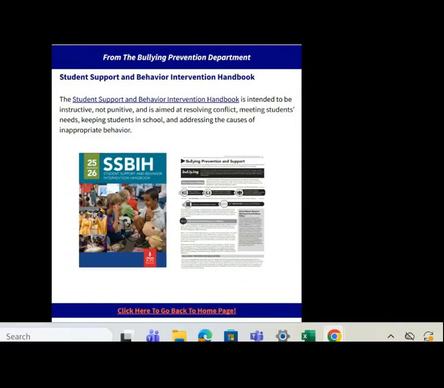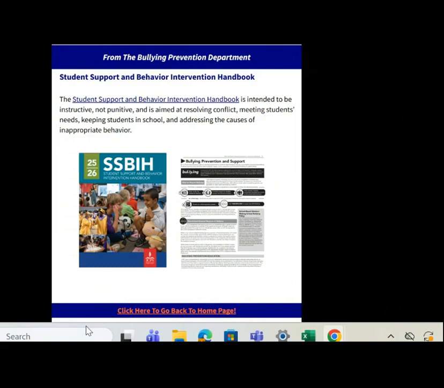Take a look at the Student Support Behavior and Intervention Handbook, also known as the SSBIH. The SSBIH is intended to be instructive, not punitive, and its aim is at resolving conflict, meeting student needs, keeping students in school, and addressing the causes of inappropriate behavior. On the slide, you will see the cover page for the SSBIH for the 25-26 school year that we had.